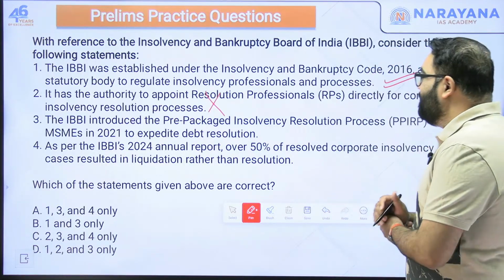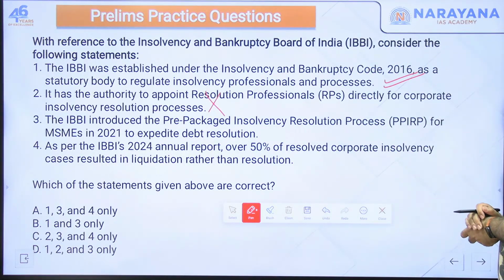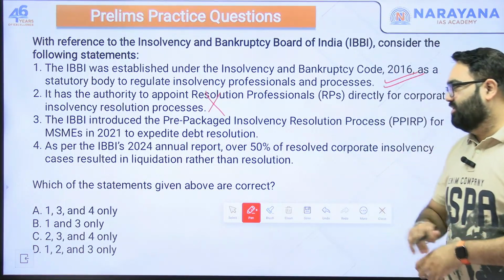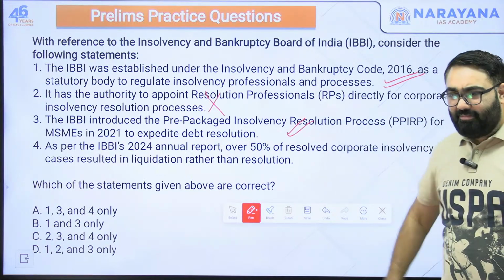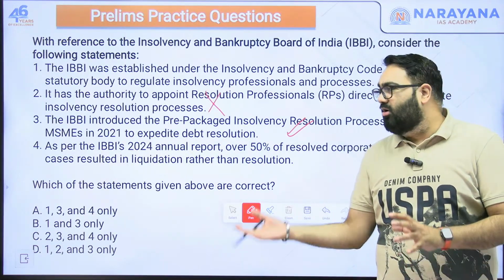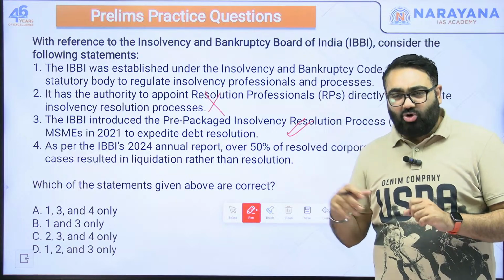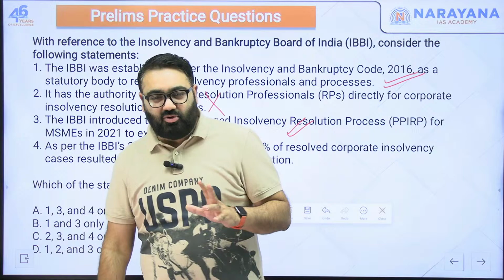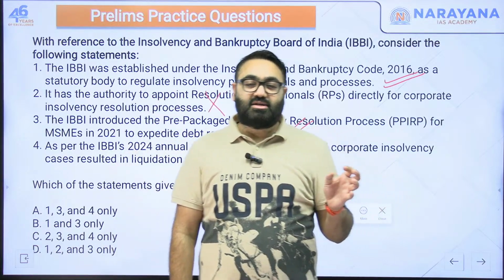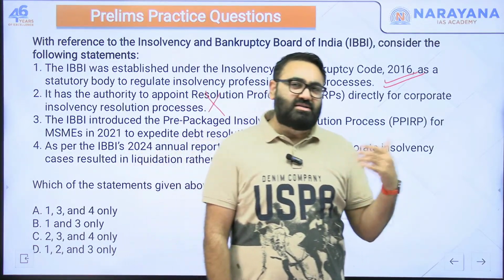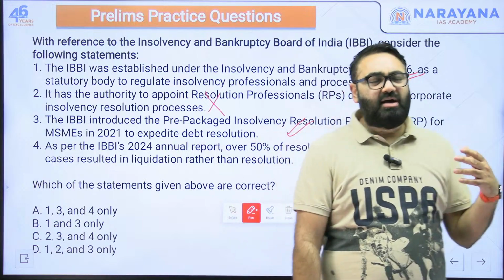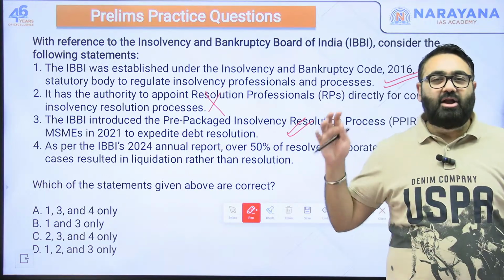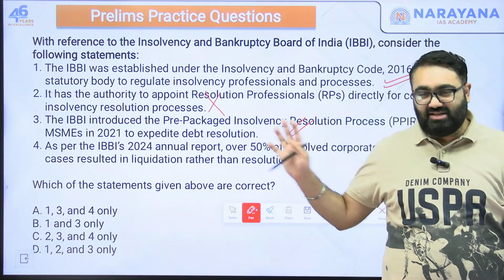IBBI introduced the pre-packaged insolvency resolution process for MSME in 2021 to expedite debt resolution. That is correct. MSMEs have been suffering from this issue of a lot of loans going bad. A lot of MSMEs had to go through this process. So, there was a pre-planned proposal that said what will happen when an MSME comes into this process. A step-by-step process was suggested, and that has actually helped a lot of MSMEs save a lot of time and not go through this entire process. So, yes, that is correct.